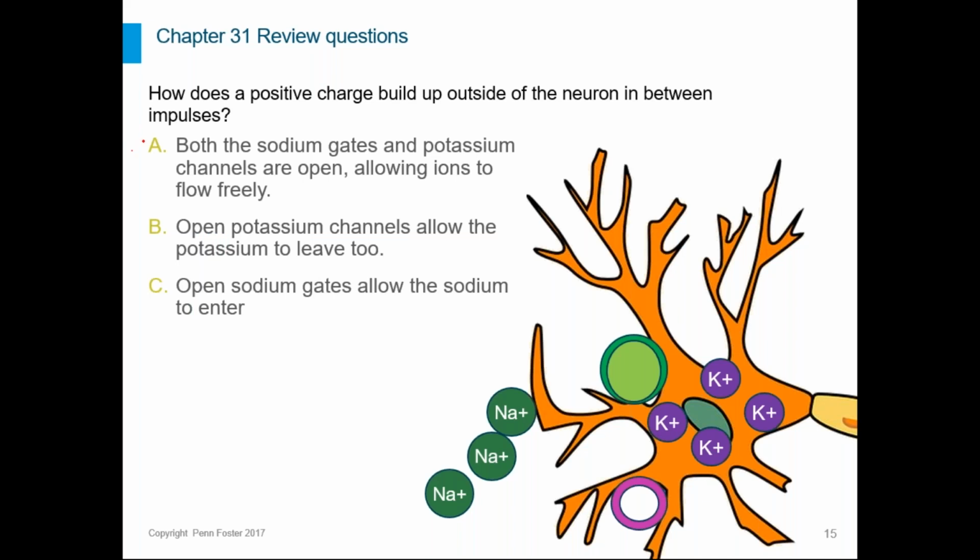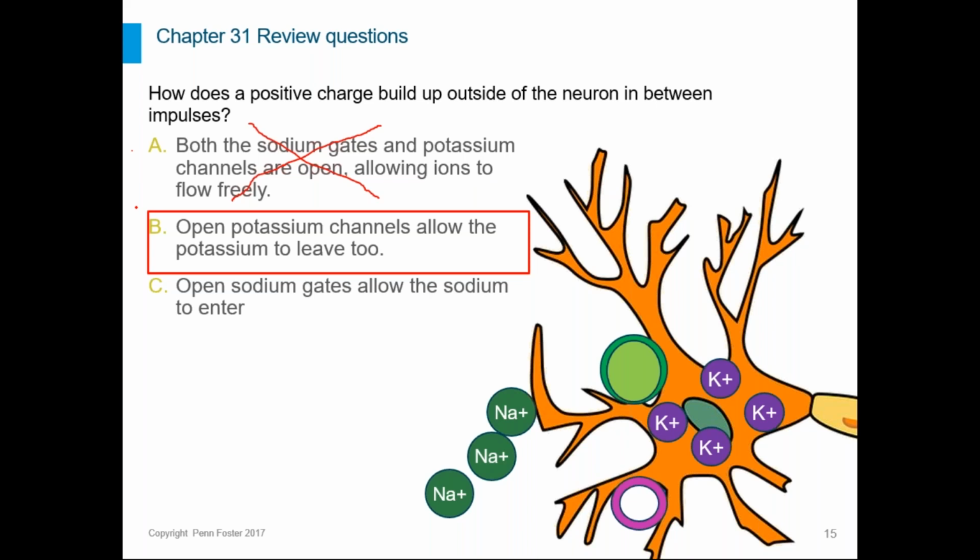So nobody picked A, that's good. So both the sodium gates and potassium channels are open, allowing ions to flow freely. So that would not allow a charge to build up. If they could just go wherever they wanted to, they'd even out, no charge would build up. How about B? Open potassium channels allow the potassium to leave too. So that is what happens. The correct answer is B. If you didn't get that, that's okay. We'll talk about why that's correct.